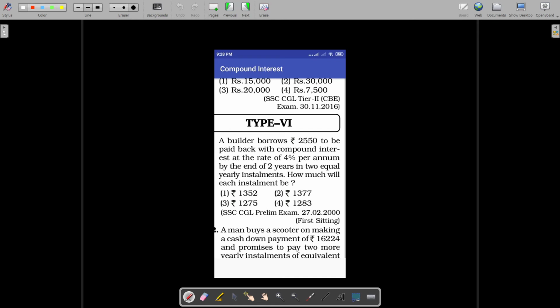A builder borrows rupees 2550 to be repaid in compound interest at the rate of 4% per annum by the end of 2 years in 2 equal yearly installments. How much will each installment be? Pause this video and try to answer.